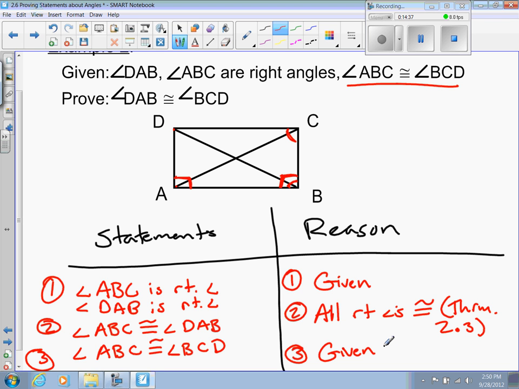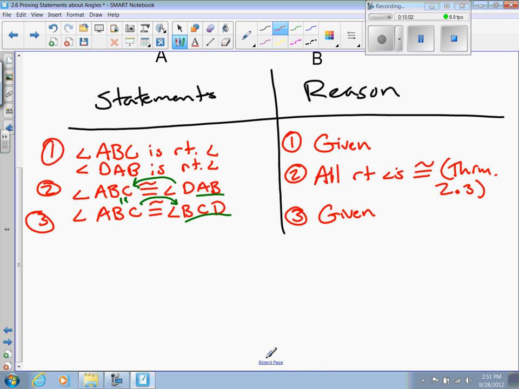Okay, the only reason this works is because I made a plan first. My plan was to show that if this is congruent to that, and this is congruent to this, now I can say angle DAB is congruent to angle BCD. I'm set. I'm ready to go. I can make that jump for my last statement. What I'm trying to prove: angle DAB is congruent to angle BCD.